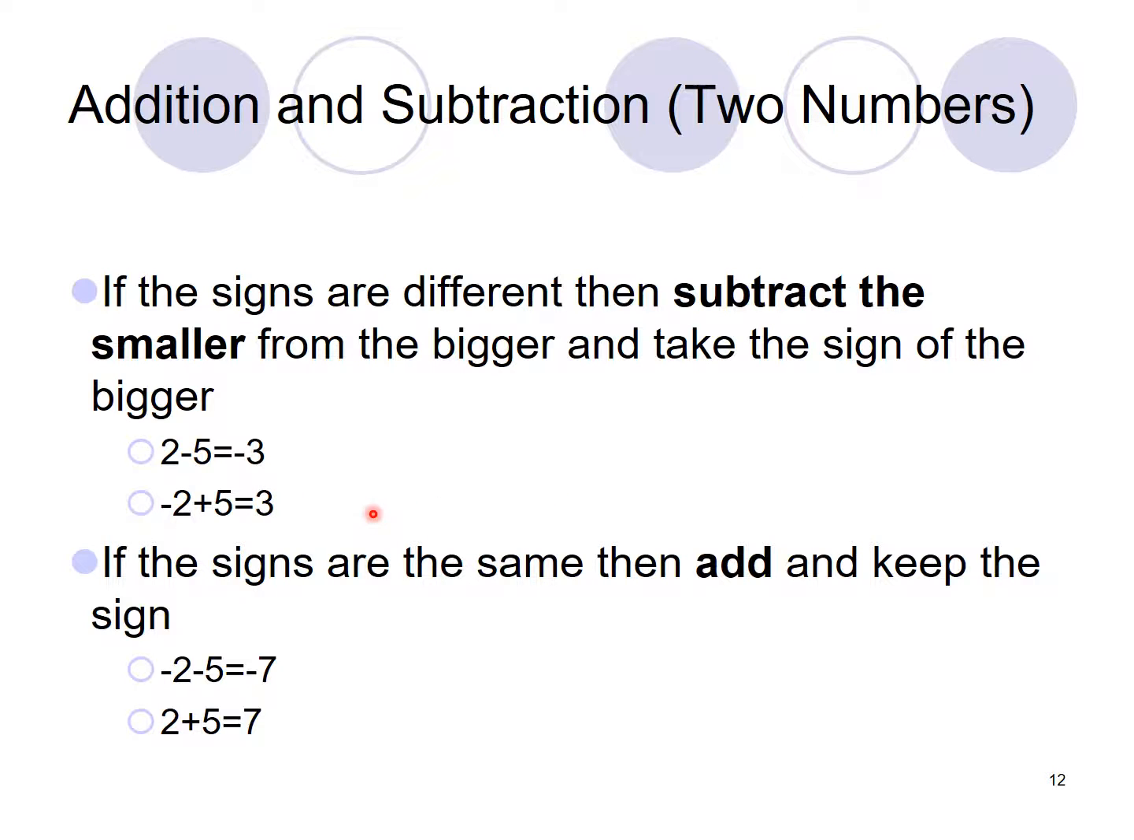Okay, if the signs are the same, then you add the numbers and keep the sign. So negative 2, negative 5, add the 2 to the 5 and keep it negative. So 2 plus 5 is 7, your answer is -7 because both of those numbers were negative. If both of those numbers were positive, +2, +5, your answer is positive.